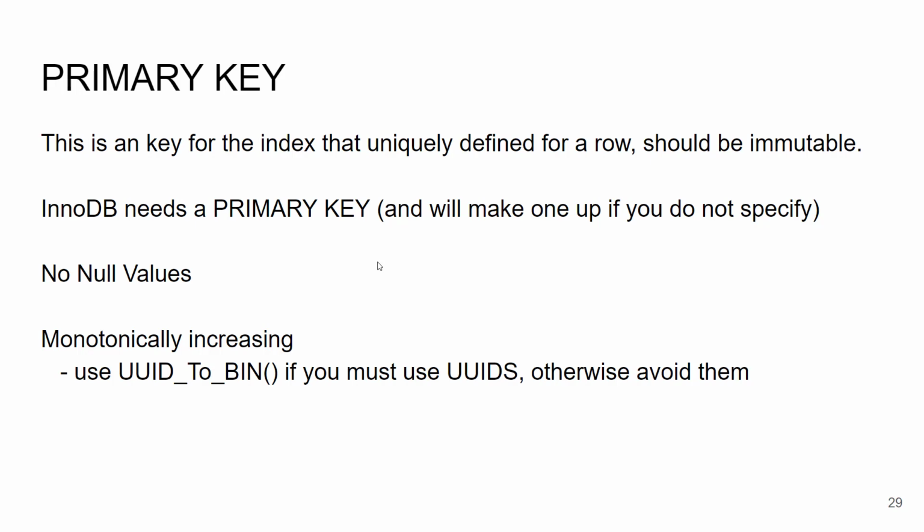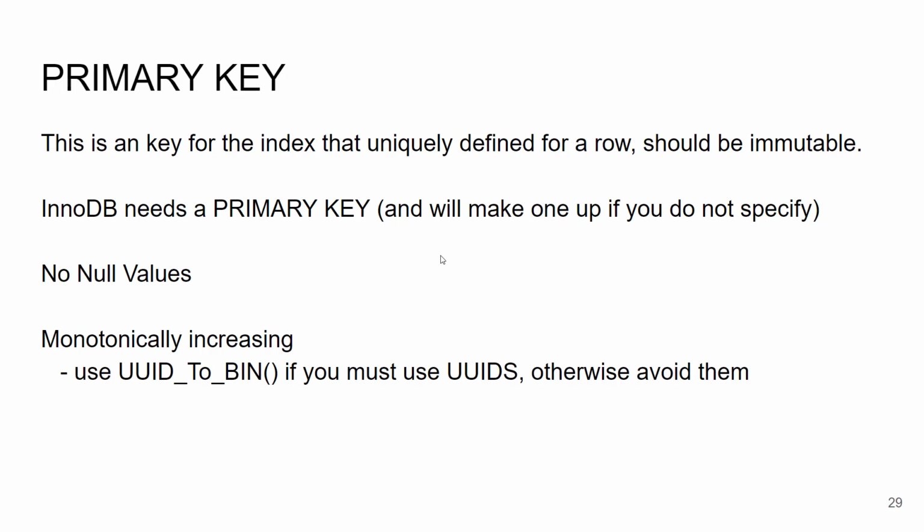Let me repeat that. Make it unique for the row. Make it immutable. You don't want to go back and change it later. Now, InnoDB works best if you have a primary key. If you don't designate one, it will make one up, and it may not be exactly what you want or need. I recommend not using null values, and you also want it monotonically increasing.